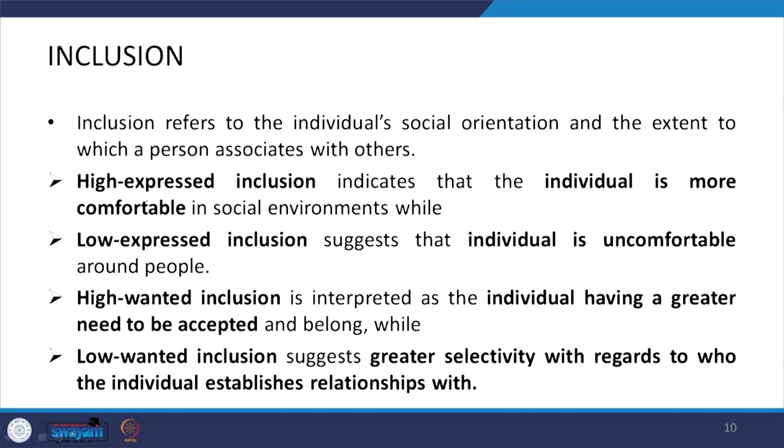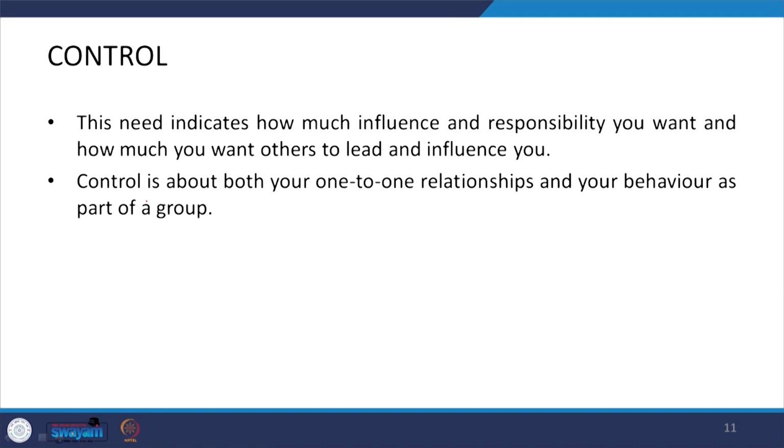High wanted inclusion is interpreted as the individual having a greater need to be accepted and to belong. So there will be a greater need to be accepted, while low wanted inclusion suggests greater selectivity with regard to whom the individual establishes relationships with. So there will be certain people who have very great selectivity about whom they want to develop a relationship with, and they may not want more relationships. Then, after inclusion, next is control.